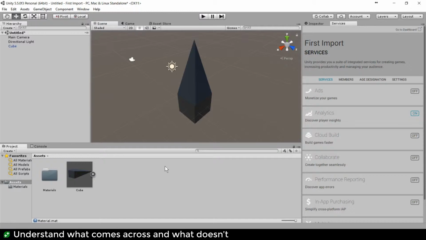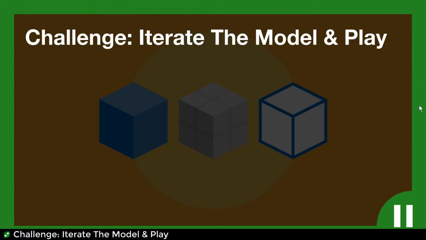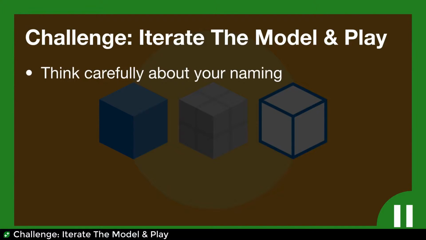Now, in a similar spirit to our playing just now, having a look at what comes across and what doesn't, I'd like you to go a little further and do some more investigation on your own. So we're going to have a challenge now. We're going to be iterating our model and playing and seeing what comes up. I'd like you to think carefully about your naming. Naming is incredibly important, and on occasion, when you're just testing something, you tend to just throw down any old name. Let's not do that. Let's set ourselves a goal of naming things appropriately as we're going, rather than having to sort it out later on.